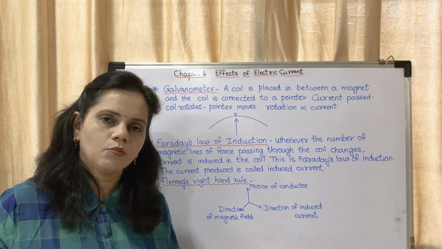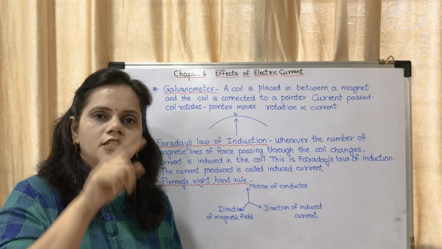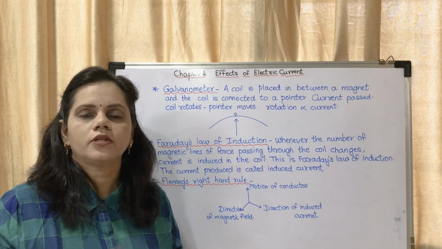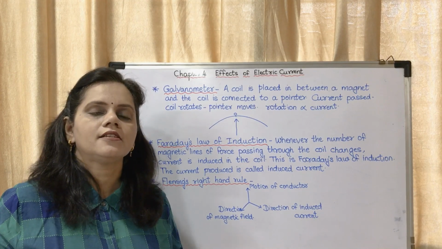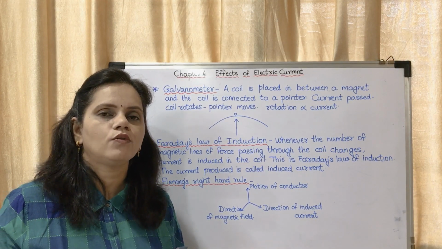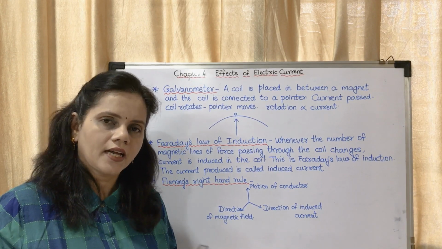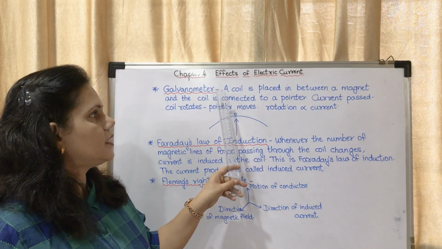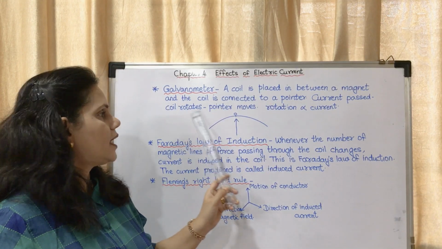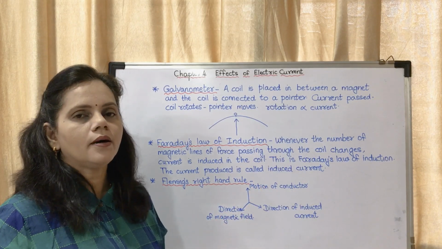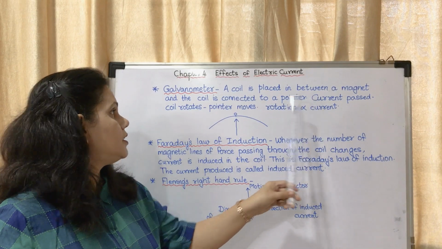In case of an electric motor, we are connecting it to a battery. Do you remember there was plus minus you had drawn? You had connected it to an electric supply. In case of a galvanometer, we are connecting it to wires. Okay, the wires are connected to the galvanometer, and the galvanometer is having a coil which is placed in between a magnet, and the coil is connected to a pointer. The coil is connected to the pointer. Current is passed.